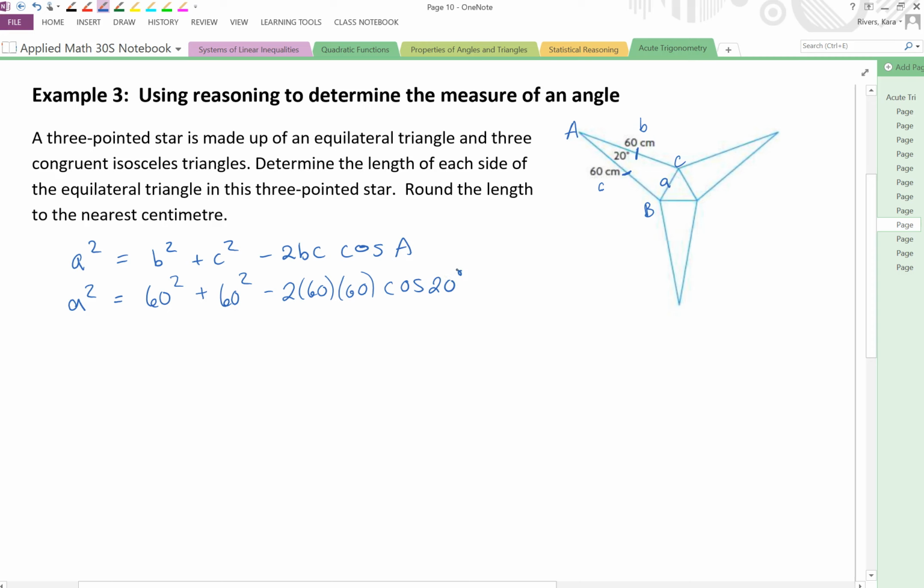Okay? So, it says using reasoning to determine the measurement of angle, but we're actually not finding an angle, we're finding a length, so I don't know why it said that. Let's change that. Okay, so go ahead and solve. I'm going to give you a moment to do that, so hit pause on the video and go ahead and try that on your own, and then come back and check to see if you did it right.